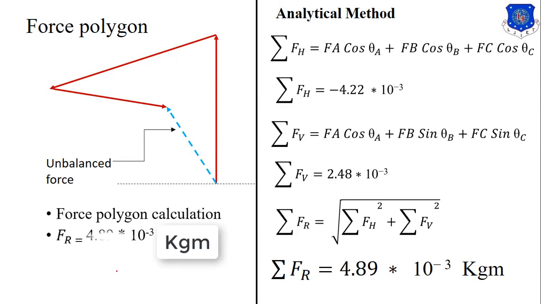In this case we have to mark first O. Then we mark B, O to B here. Then we draw the force of C. So let us mark C. Then we draw A. So this is A and this is the unbalanced force that we are getting. Now if we calculate the unbalanced force, it is approximately 4.89 into 10 raised to minus 3. This is not in Newton, it is in kg meter. So we will get the value in kg meter.